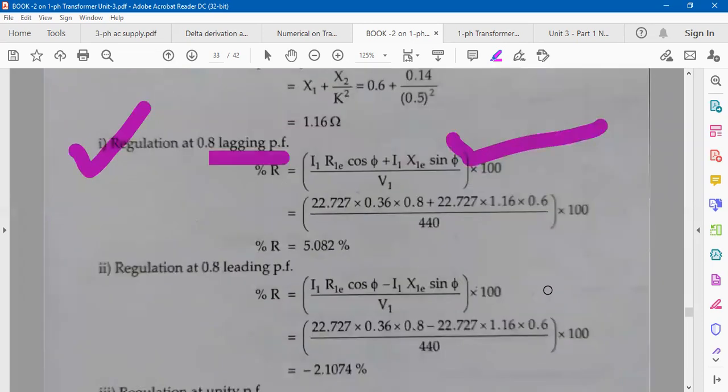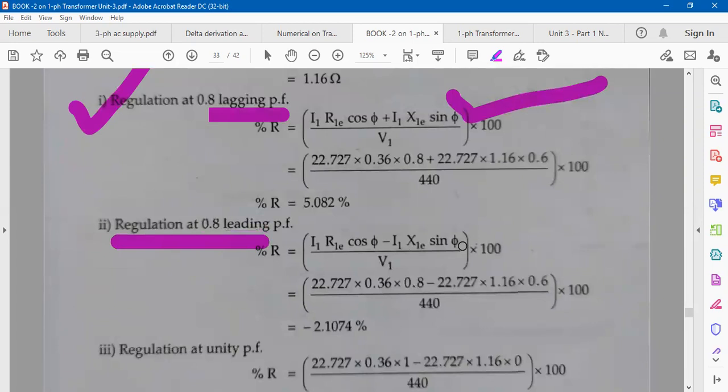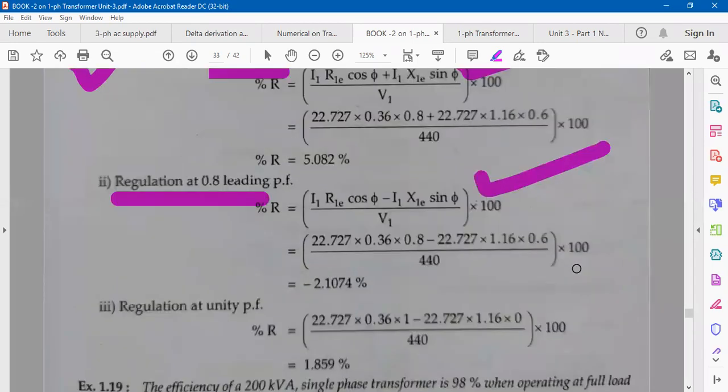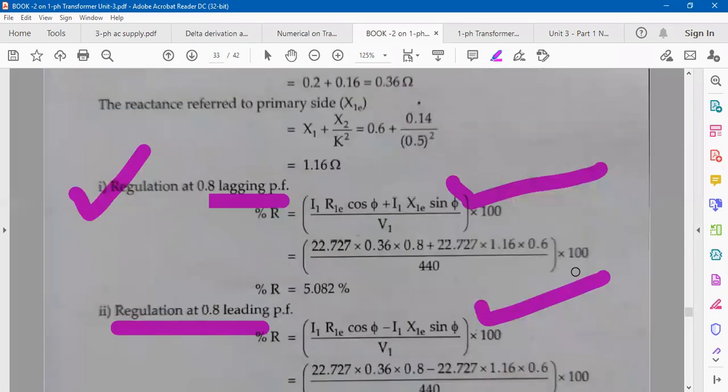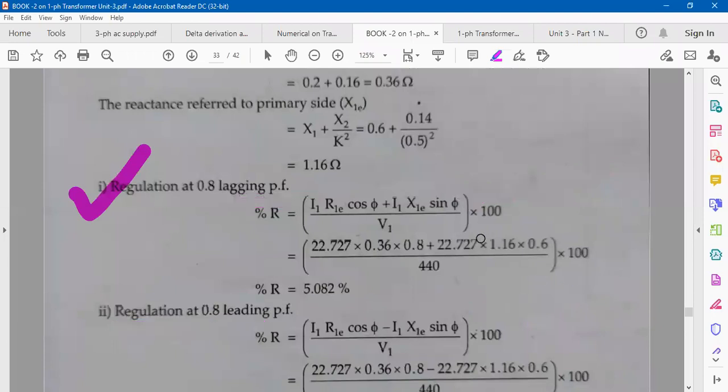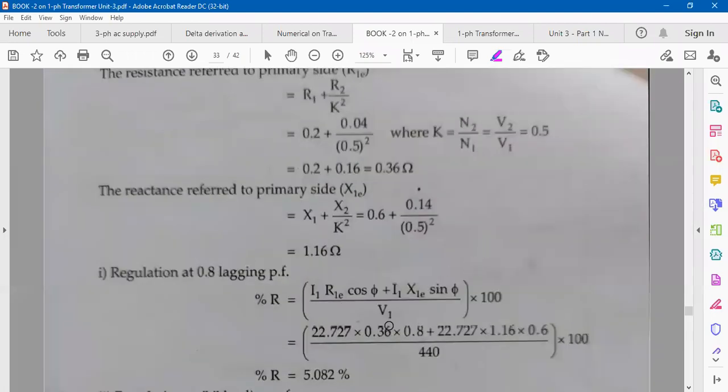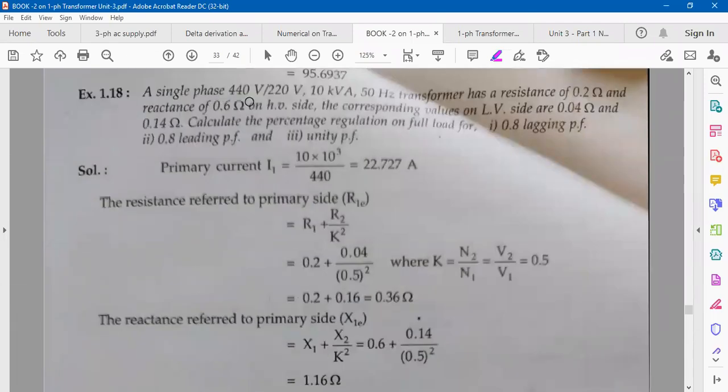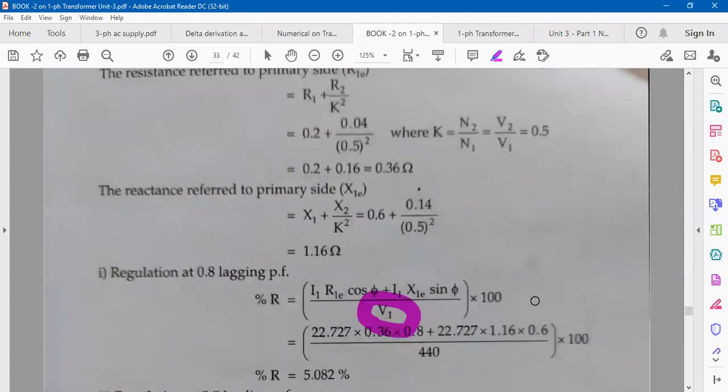Here the referred to primary formula they have used. This one is for leading power factor. Here also referred to primary is used, isn't it? You can try this sum referred to secondary also, the same answer you will get. Now if it is referred to primary, then here V1 we know, how much is the V1? 440, isn't it?